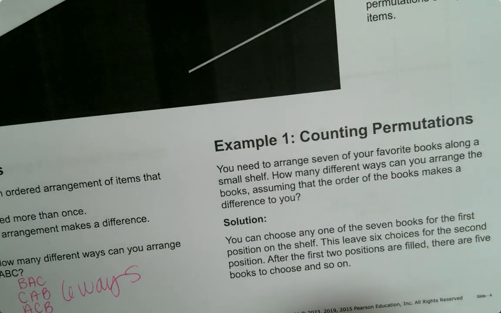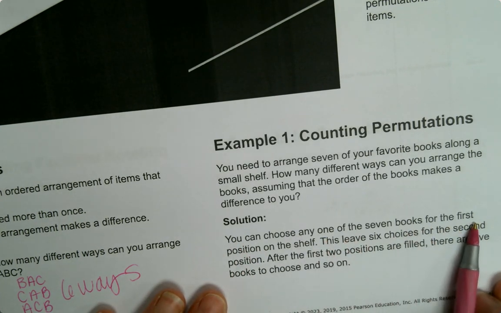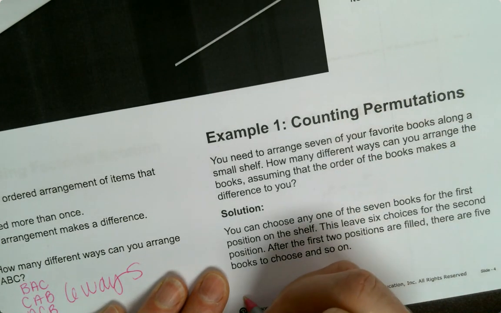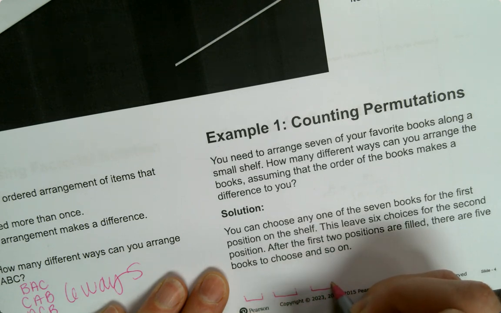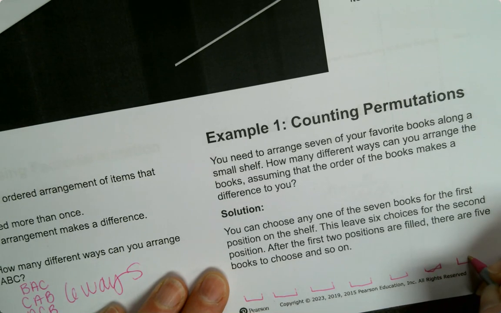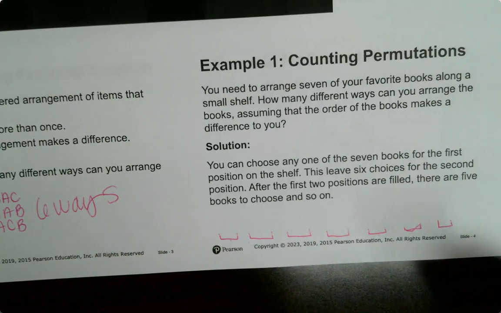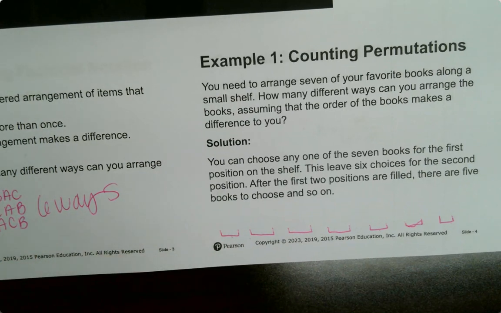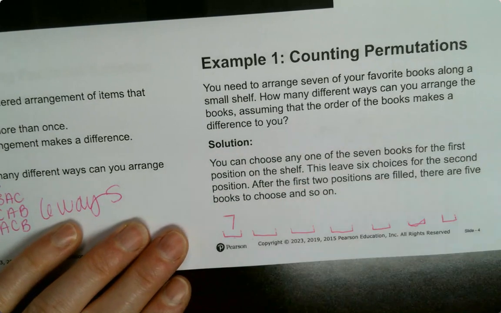You need to arrange 7 of your favorite books along a small shelf. How many different ways can you arrange the books, assuming that the order of books makes a difference to you? You can choose any of the 7 books for the first position. 1, 2, 3, 4, 5, 6, 7. So there are 7 books. Let's say you have a bunch of books laying on the floor. You could pick any of the 7. So that means you have 7 outcomes.